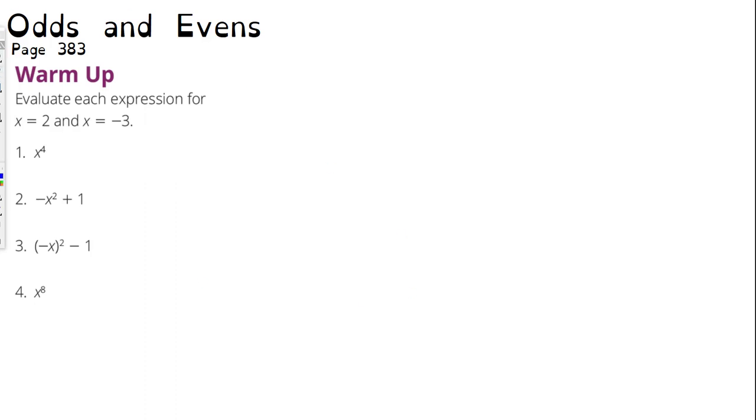You are going to plug in the x that are given to you into the expression, and find the number, and then you're going to do the next one and find the number.